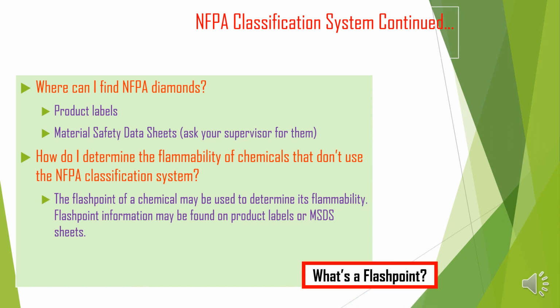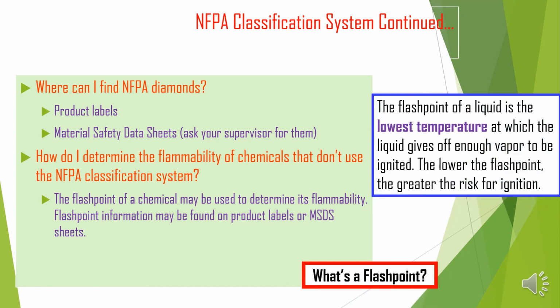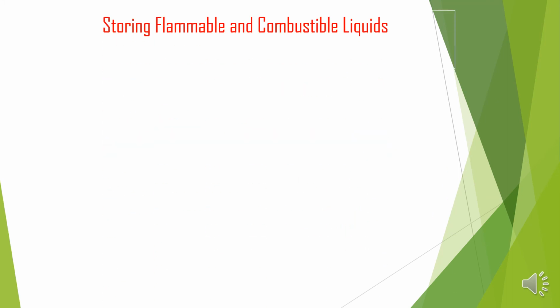So what's the flash point now? They will talk to you about flash point. The flash point of a liquid is the lowest temperature at which the liquid gives off enough vapor to ignite. So the lower the flash point, the greater the risk of ignition and fire. So every time, look at the flash point. If it's low, you have to expect that fire can occur in any circumstances.